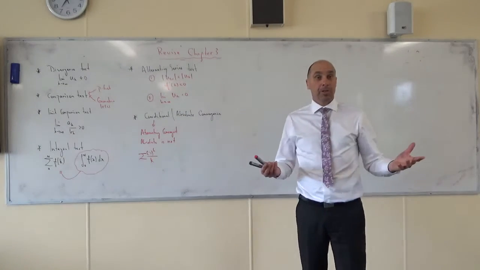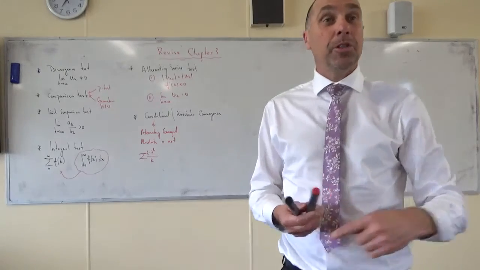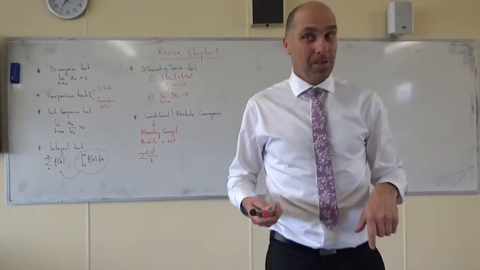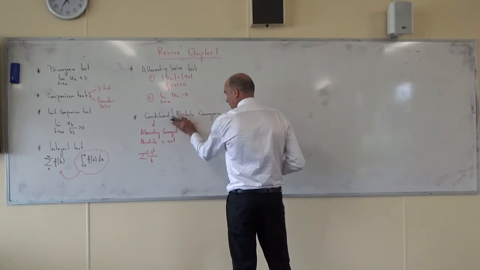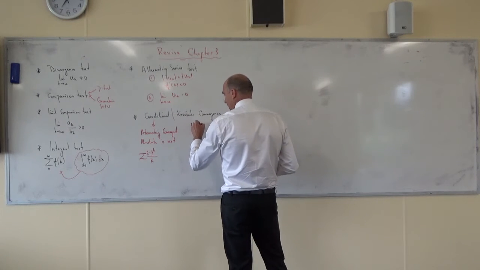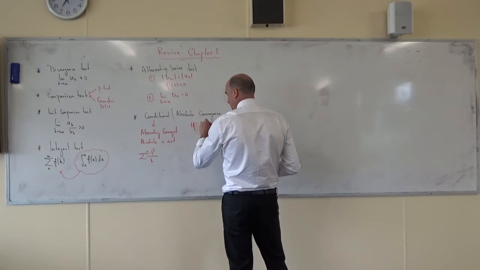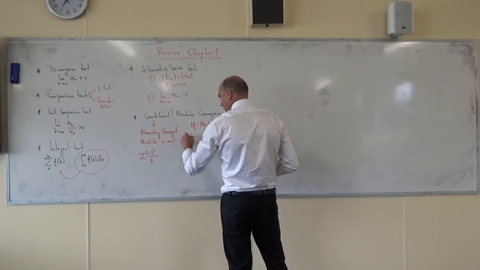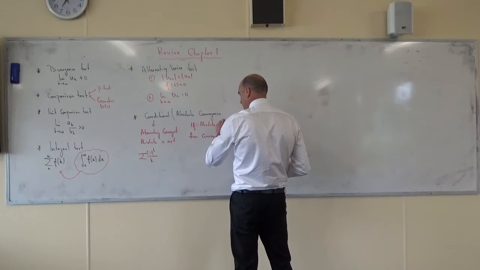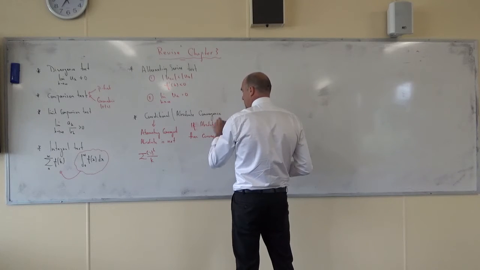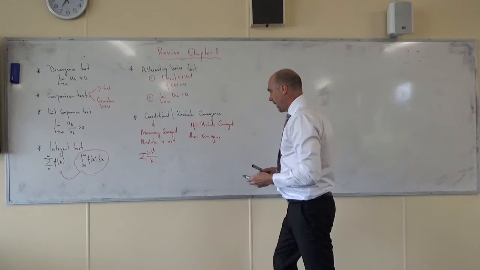Absolute convergence is straightforward: if it's absolutely convergent, then it's convergent. So basically, if the absolute series converges, then the series is convergent.